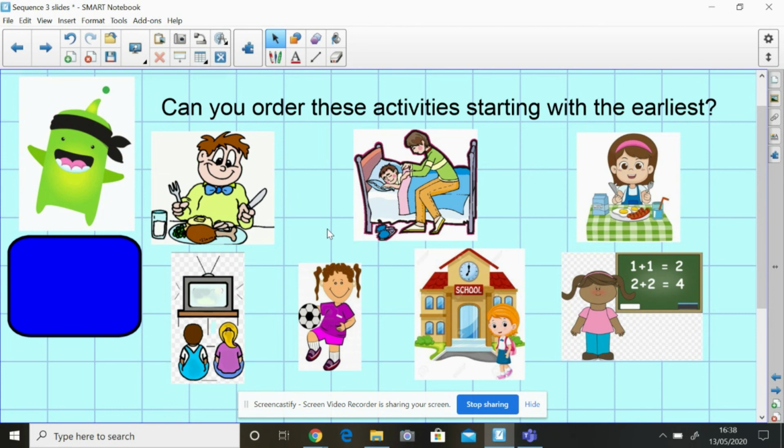And from now on, hopefully, you'll not have to ask your parents what time is it. You'll be able to look at the clock yourself.